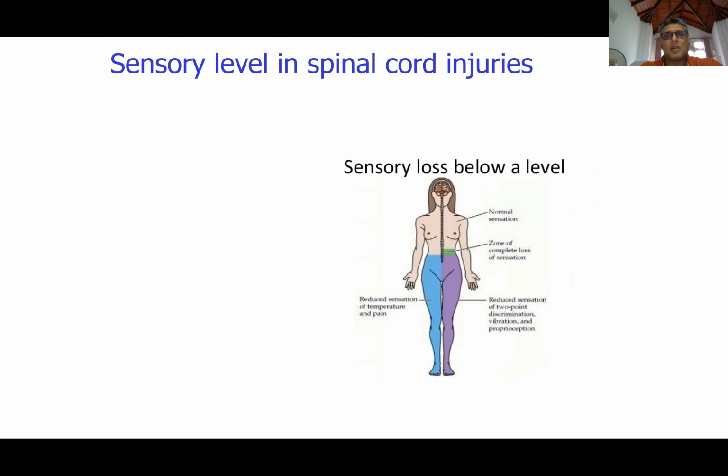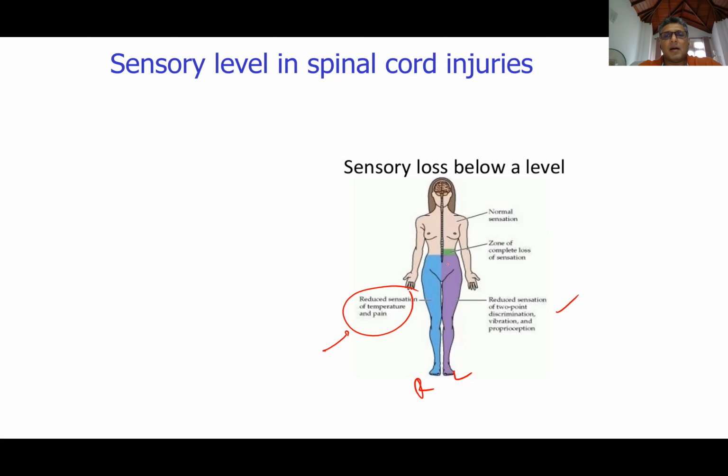This is another example of a spinal cord injury. Now here, this is a person, just try to read it. It says reduced sensations of temperature and pain on the right side, below a certain level, say umbilicus or something, you get pain and temperature lost on the right side. Then reduced sensation of two-point discrimination, vibration and proprioception. These sensations all go together. Those things are lost on the left side.